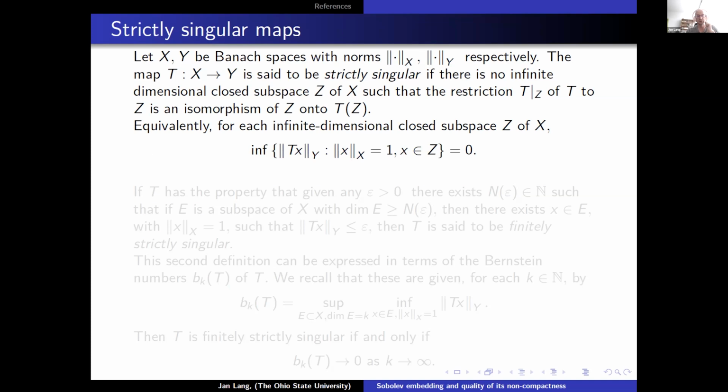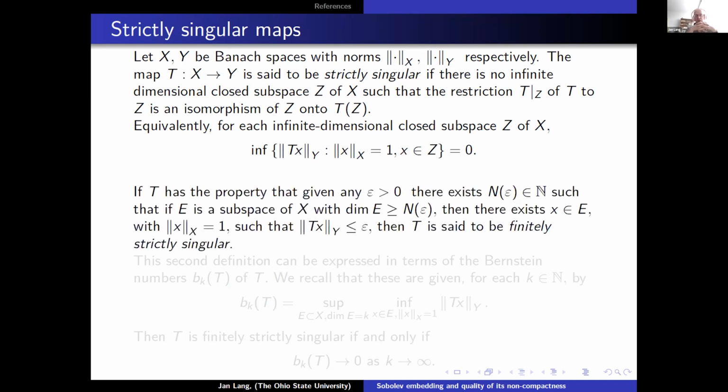Another concept which we need to mention here is something which is called finitely strictly singular. I'm going to say that a map, an operator, is finitely strictly singular if there is information about the behavior of the norm of Tx on subspaces with dimension greater than some given n. You give me some big N, and I will tell you that for each subspace with a dimension greater than n, there exists an element for which the norm is less than epsilon.